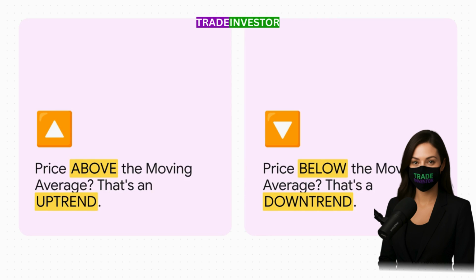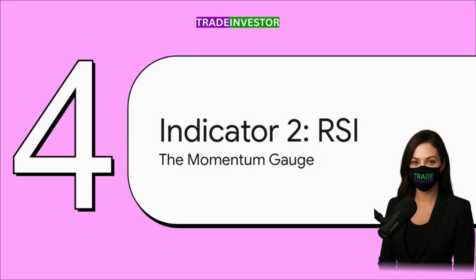It's a super clear, visual rule that helps keep you on the right side of the market. Okay, so the moving average tells us the what, the direction. But that's only half the story, isn't it? Now we need to know about the strength and the timing of the moves within that trend. And for that, we turn to our second essential tool, the RSI. This is our momentum gauge.